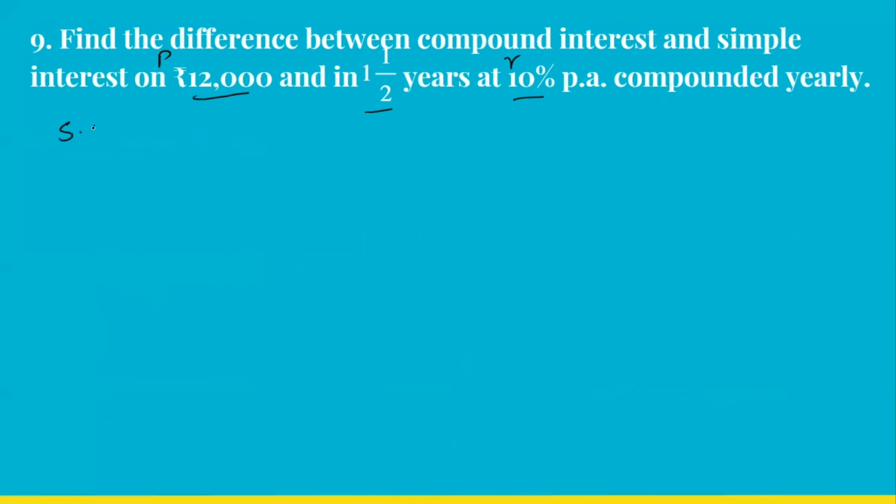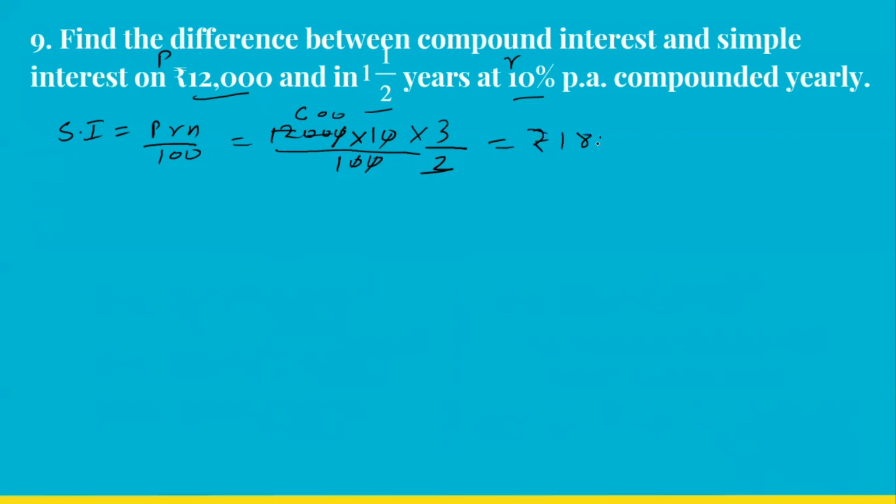So let us first find simple interest, which is equal to PRN upon 100. So principal is here 12,000 into rate is 10% per annum. The period is 1.5 year, which is 3 upon 2, and upon 100 here. So simplify this. 2, 6 are 12, these two zeros. Okay, 6 3s are 18. We get this as rupees 1,800. This is your simple interest, right?